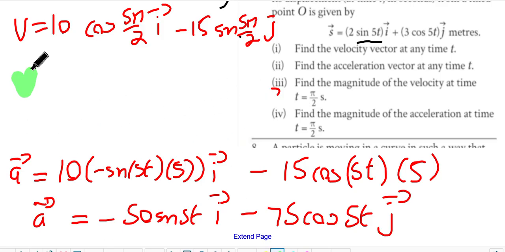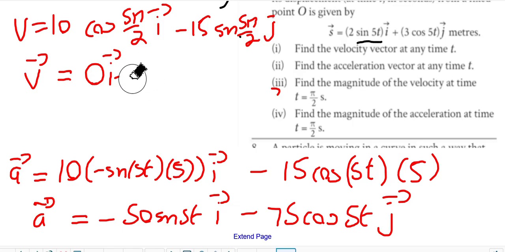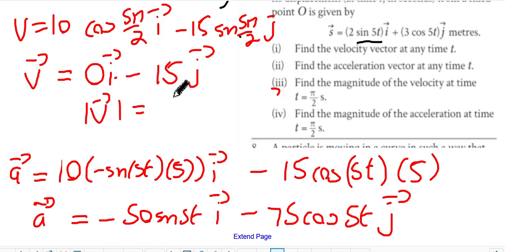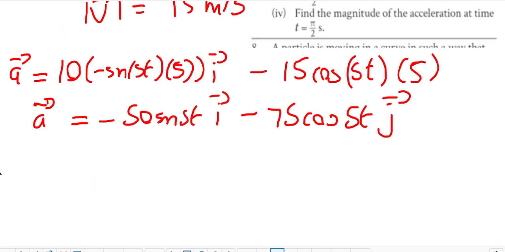First one is 0. Okay. Second one: 0i, minus 15j. Okay. Now, this is actually shockingly easy because you could use Pythagoras' theorem here, but is there any point? Because it's just going 15 downwards, so the overall velocity is just 15 meters per second.